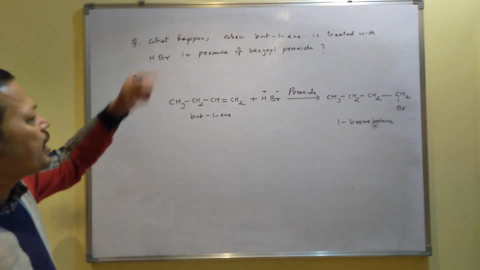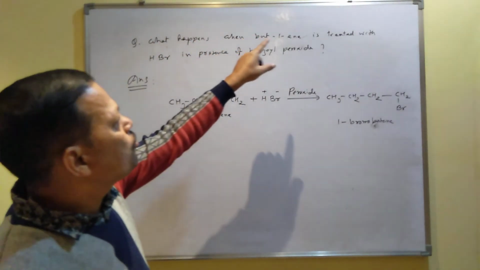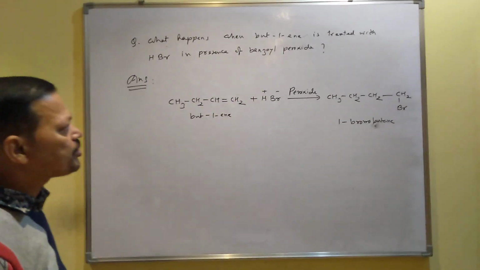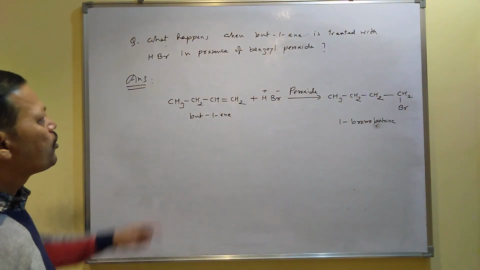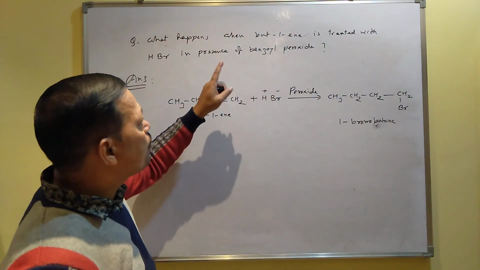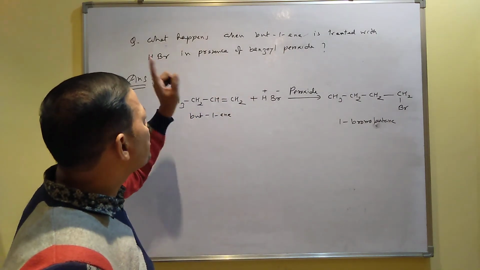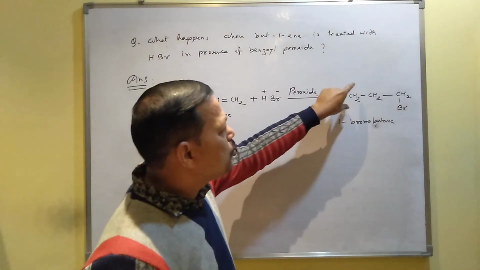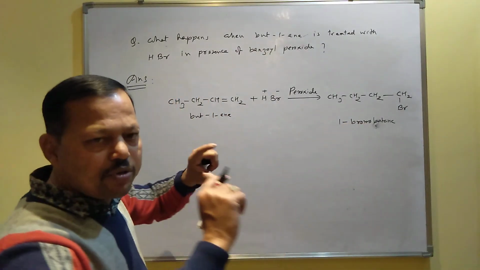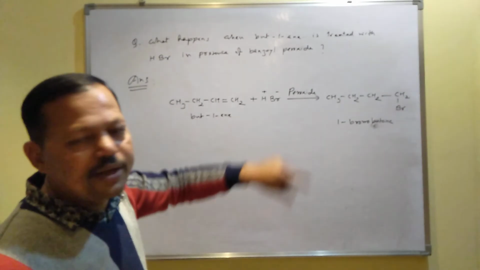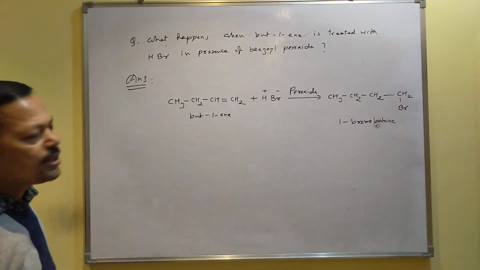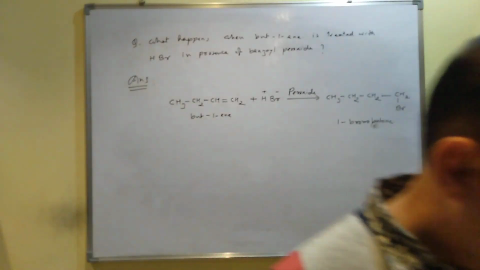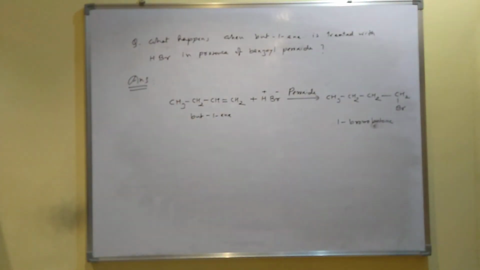So in this type of question, what happens when butene-1 is treated with HBr in presence of benzoyl peroxide? Then you have to write, when butene-1 reacts with HBr in presence of benzoyl peroxide, then it produces 1 bromobutane. Like this way you have to write. After that you have to show the reaction in this way. So this type of question also you will get in your exam. Thank you.